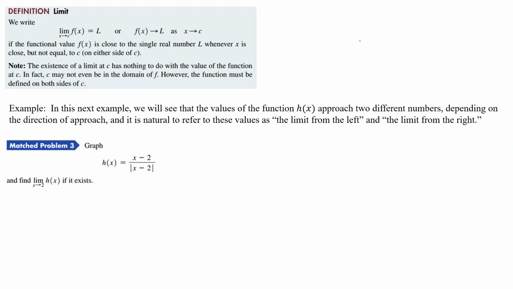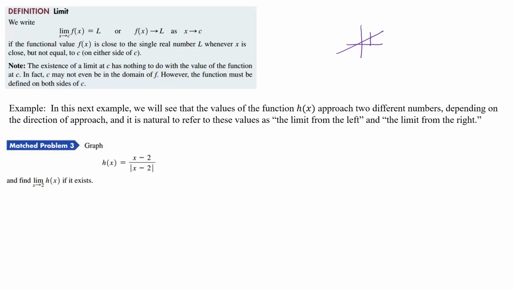So it has to be the same on both sides. So, if we have that line, that's our value of 1. As we come from this direction, it approaches 2. And as we come from that direction, it approaches 2. So it has to be equal on both sides.